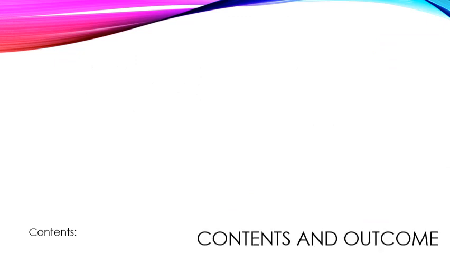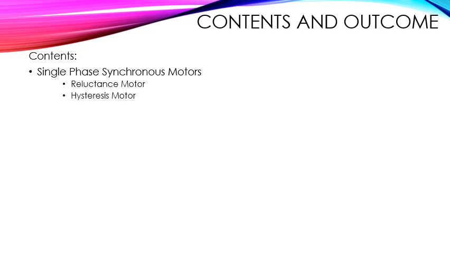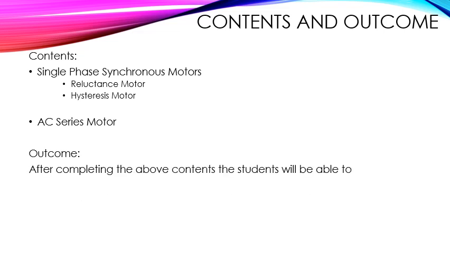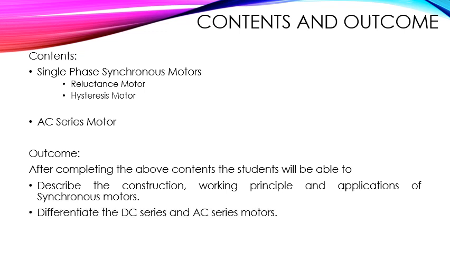Now the contents and outcome of this lecture. In this lecture we'll cover single phase synchronous motors. There are two types, reluctance motor and hysteresis motor, and the second topic we'll cover is the AC series motor. On completion of these two types of special purpose machines, we will be able to describe the construction, working principle and applications of synchronous motors, and also differentiate the DC series and AC series motors.